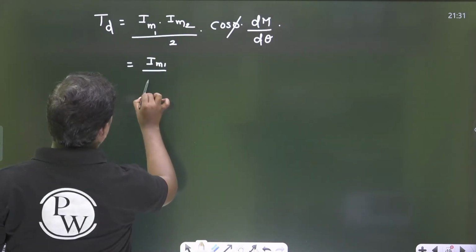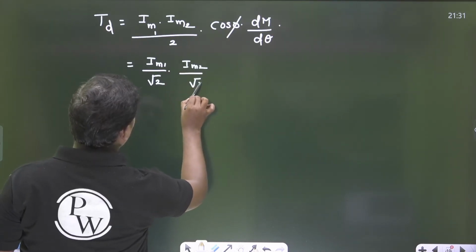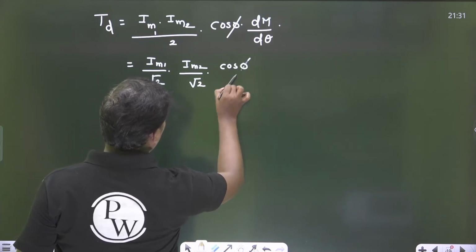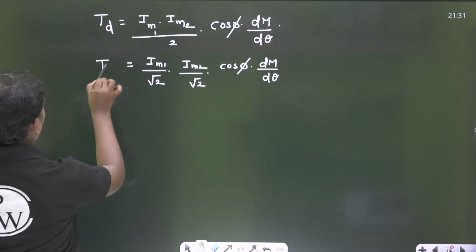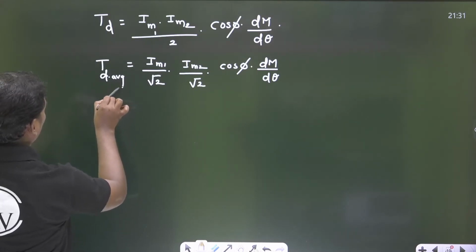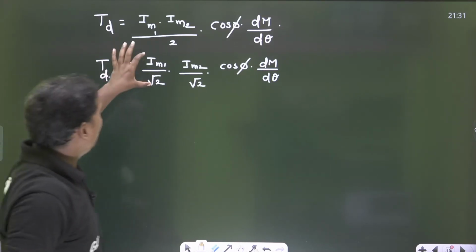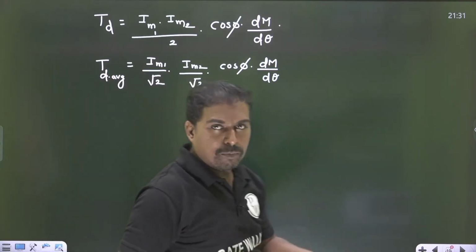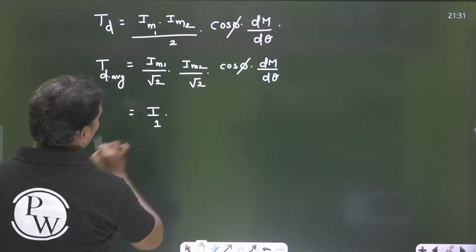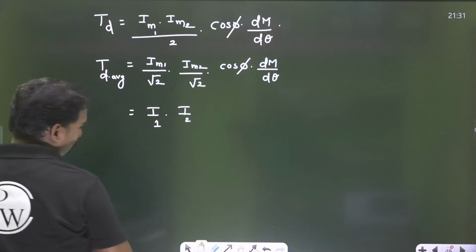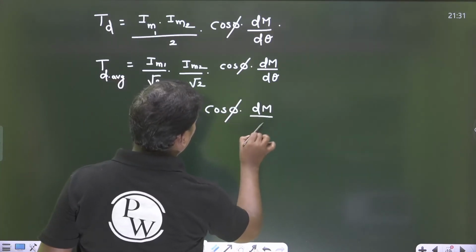This is Im1 by root 2, this is Im2 by root 2, and this is cos phi into dM by dθ. So this is the average torque. If you take this Im1 by root 2 as RMS, this is the I1 RMS value and this is the I2 RMS value, into cos phi into dM by dθ.